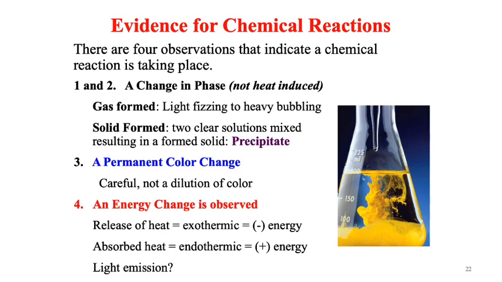This is a color change. We started with 2 clear solutions and we got yellow. What else is it? A little bit harder to tell. That's a solid forming. That's a yellow precipitate. So we got a color change and a phase change. Both of those suggest a chemical property.